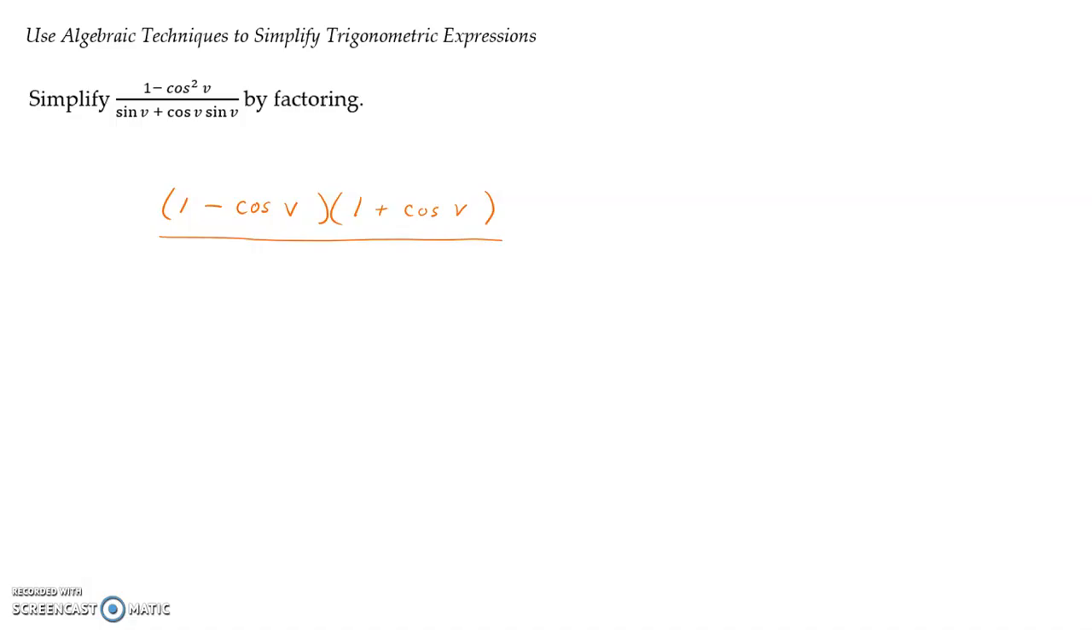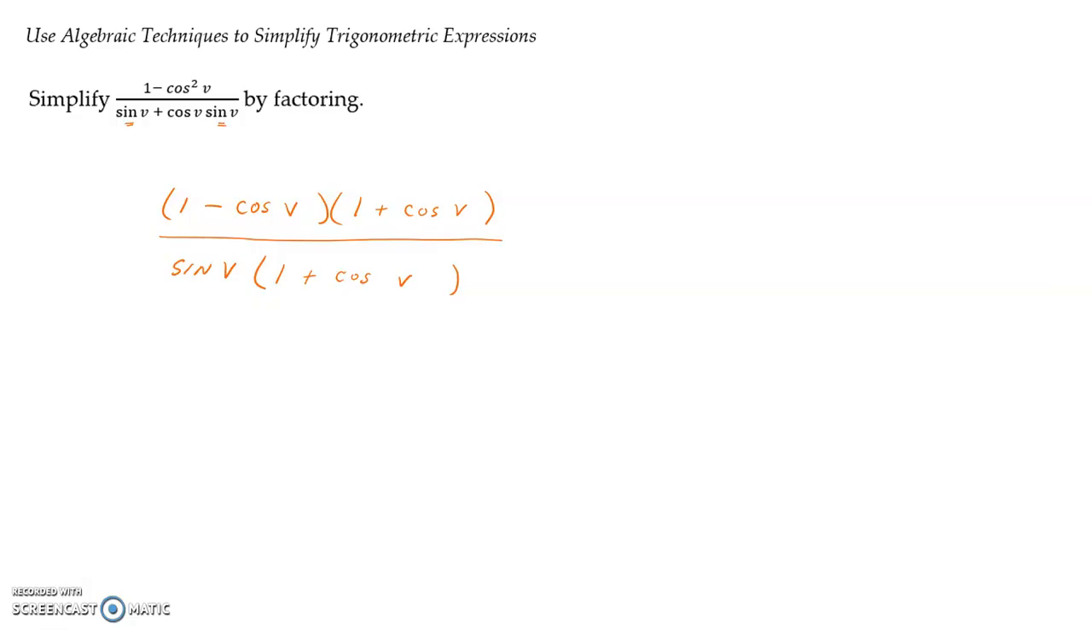And for our denominator, if you take a look at this, they both have a sine of v in common, and we can go ahead and take that common portion out. So we'll factor out the sine of v, and that's going to leave us with a 1 plus cosine of v. And you can distribute here if you need to, make sure you double check your work that you got back to what you started with here.